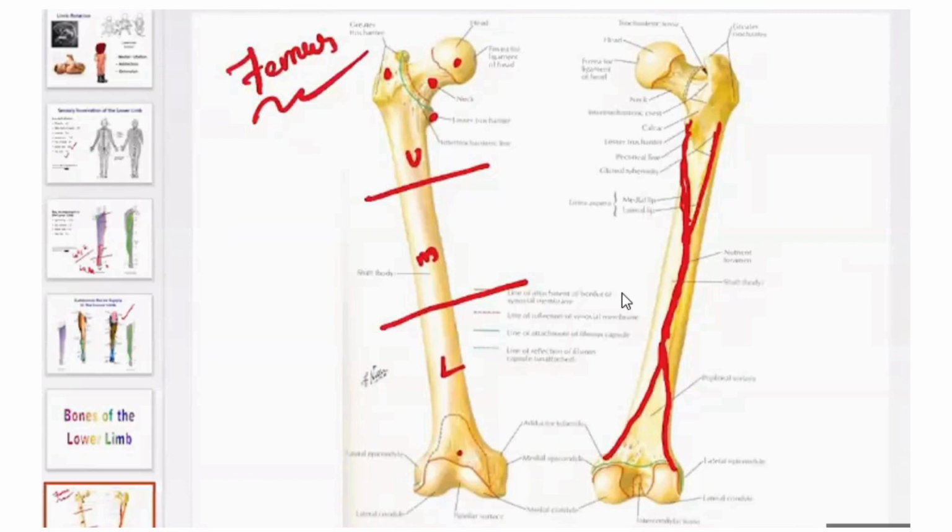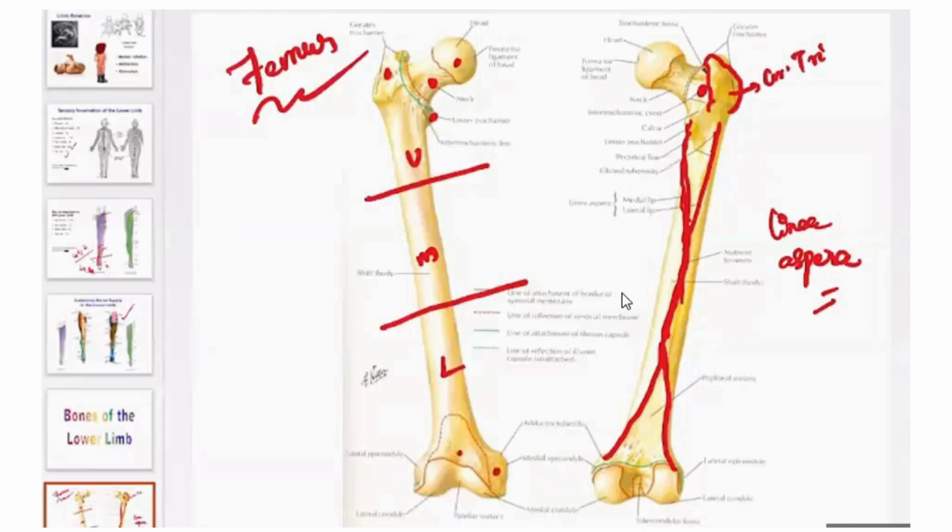So this line we call linea aspera. These are all the bony landmarks you should remember. And this is the intertrochanteric fossa. And this is the greater trochanter. On the lower end, you have medial condyle and lateral condyle.